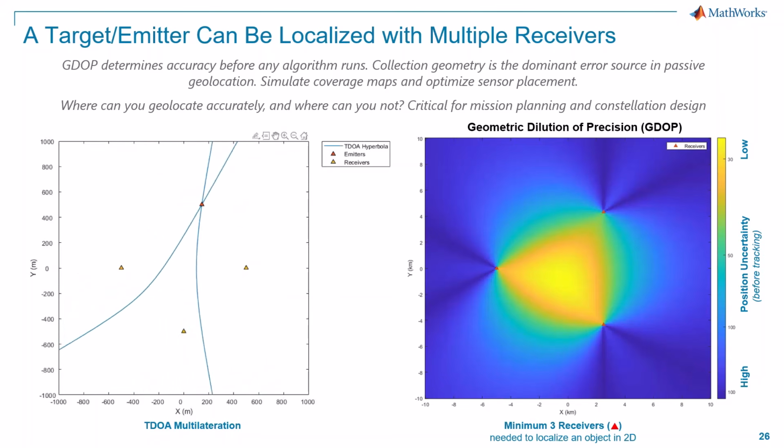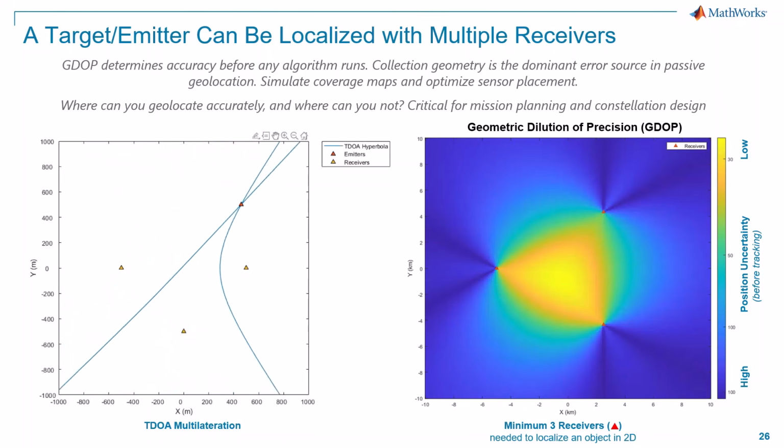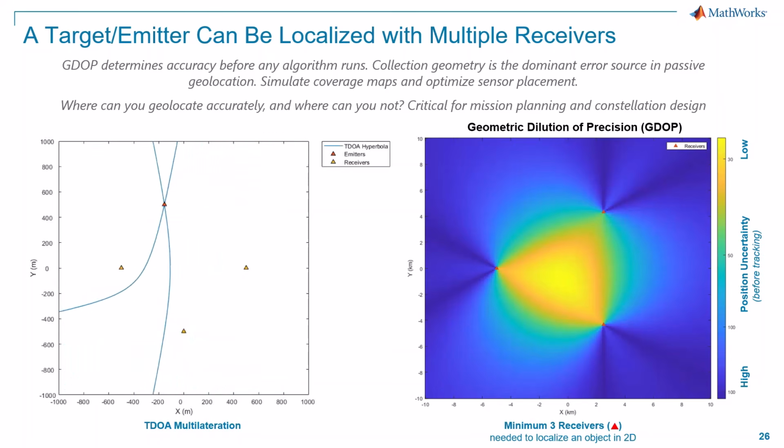You need a minimum of three receivers to localize in 2D, and in MATLAB you can compute these maps, optimize sensor placement for minimum uncertainty across your target area, and brief planners on where the constellation performs and where it doesn't. This is a mission planning tool as much as an algorithm development tool.